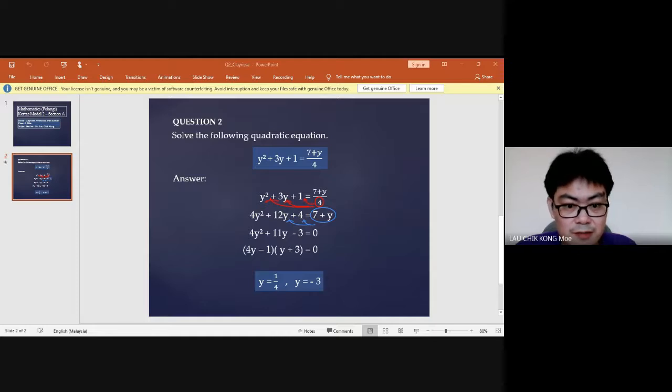Okay, thank you. So Clarissa's answer is y equals 1 over 4 and y equals negative 3. First of all, she already got the general form and then did the factorization and the answer is correct. Very good. This is about question number 2. So you can jot down the answer later on. I will discuss the overall solutions another time. And then question number 2 is Diane.